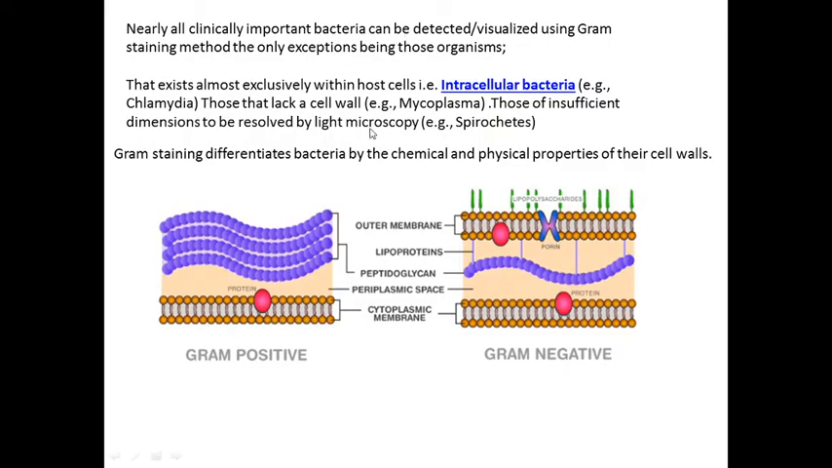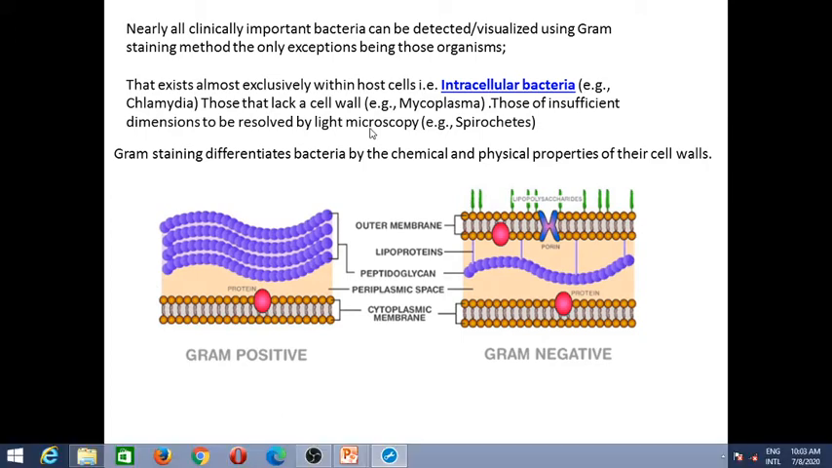Now, as I told you, most of the bacteria are differentiated, not all. So there are exceptions. For example, intracellular bacteria, that is Chlamydia, lack the cell wall. As I told you, gram staining is on the basis of the cell wall composition. Mycoplasma lack the cell wall, so we cannot stain them. Then spirochetes, their dimensions we cannot clearly observe under the light microscope by the gram staining procedure.